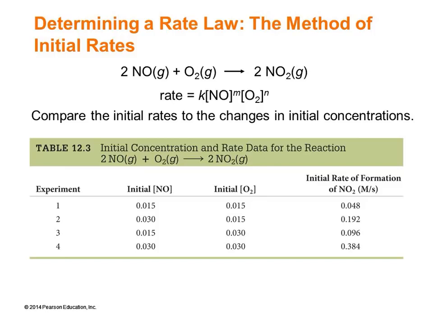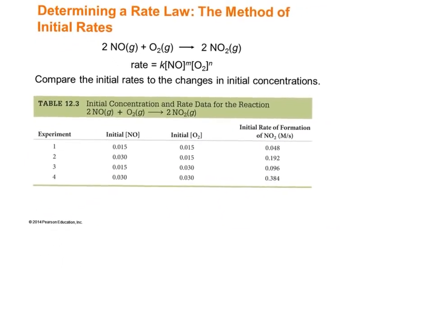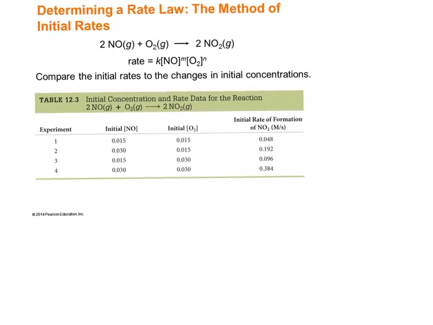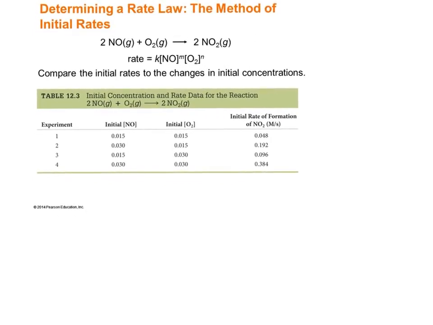For example, we have the reaction of nitrogen monoxide and oxygen to yield nitrogen dioxide. And here's some lab data from the method of initial rates used on this experiment. All methods of initial rates work on the algebra trick of dividing out equations. Let's take a look, examining our first two experiments.